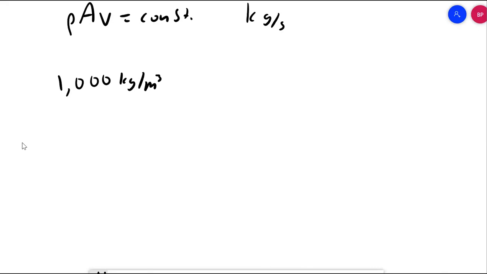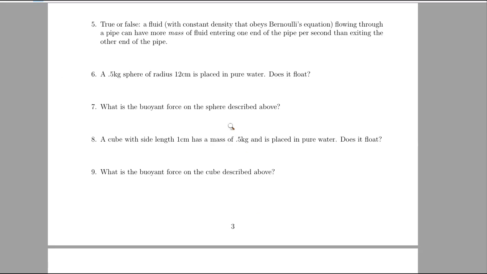Water coming out of the tap or water in the ocean will be slightly different. But if you have pure water without anything dissolved in it, this is its density. So we have to find the density of our object and compare it to that density. It has a mass of 0.5 kilograms and it's a sphere of radius 12 centimeters.